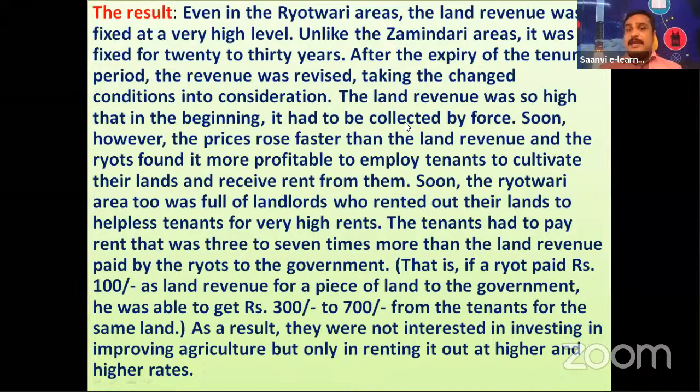300 to 700 they can earn. That is, if a ryot paid ₹100 as land revenue, land tax for a piece of land to the government, he was able to get rupees 300 to 700 from the tenants for the same land. Okay, if they give land rented, rent, so that rented land, they get more income. It means 300 to 700. Okay, so this is the result of the system.